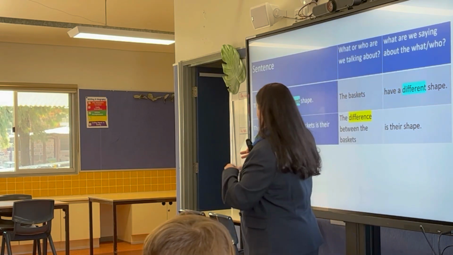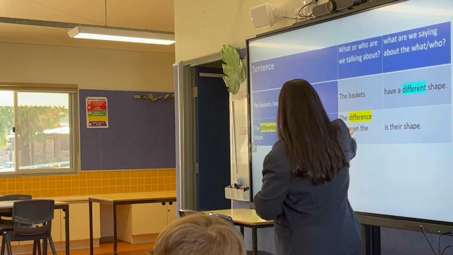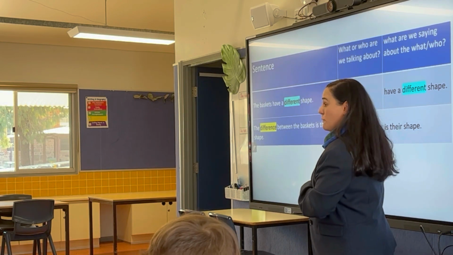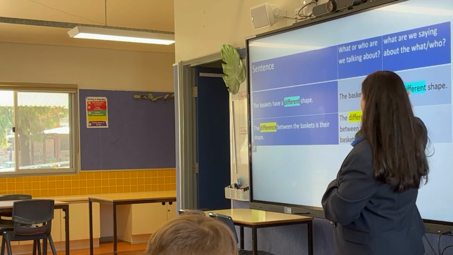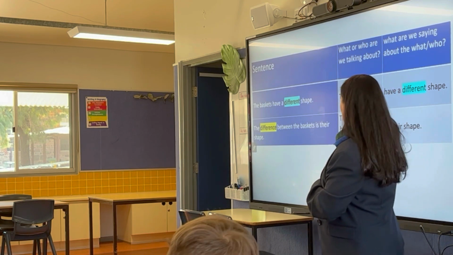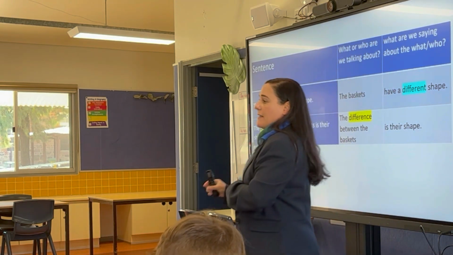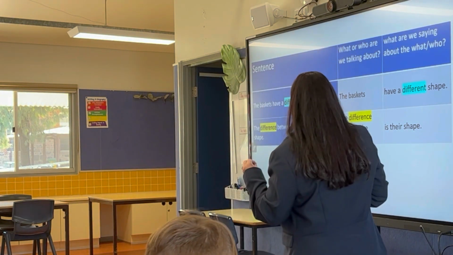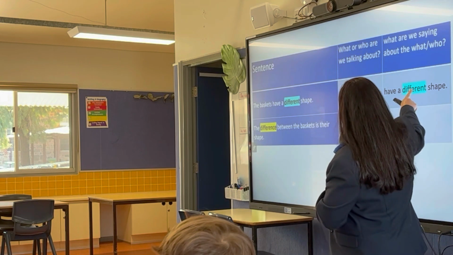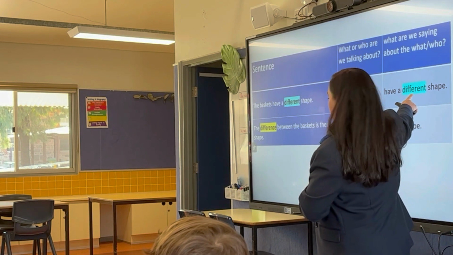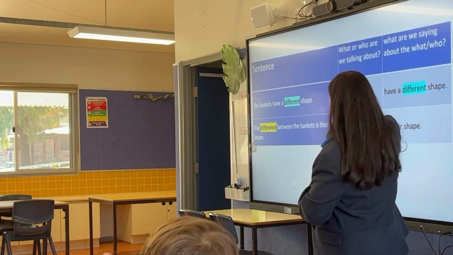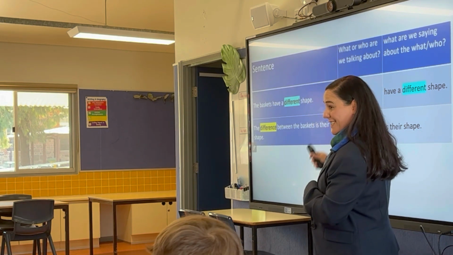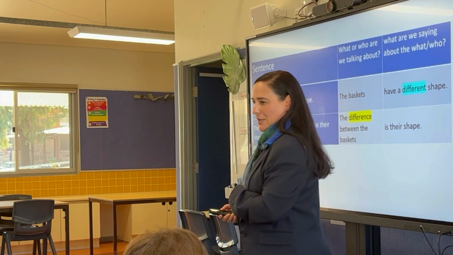But if I change it around, I have the difference between the baskets is their shape. But now the word is different, so I've had to change the adjective different to the word difference. And that's part of a noun. So I need to do something special to that. Can you see that the word different ends with ENT, but the word difference ends with ENCE? We'll come back to that again soon.